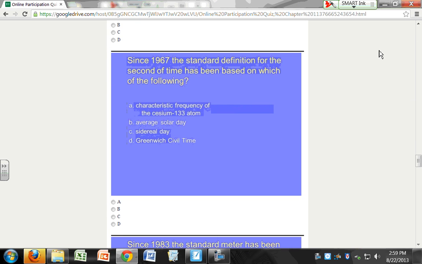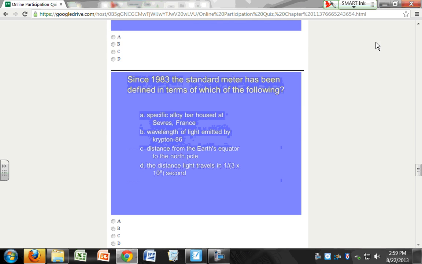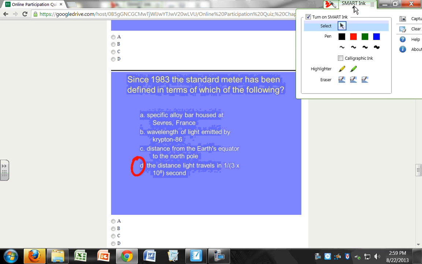Since 1967, the standard definition for the second of time is based on the frequency of the cesium atom. The standard meter has been determined based on the distance that light travels in that amount of time. That's 3 times 10 to the 8th is the speed of light.